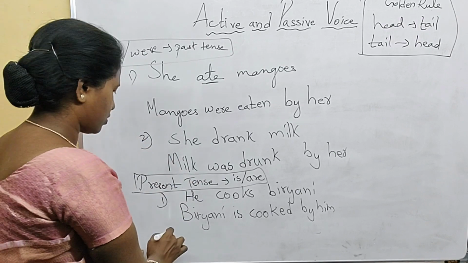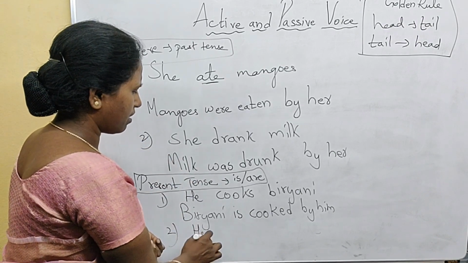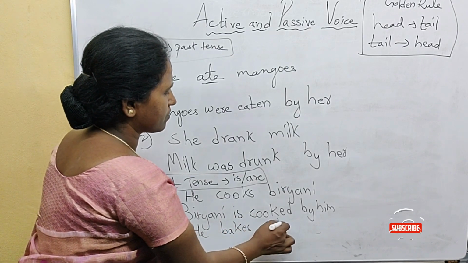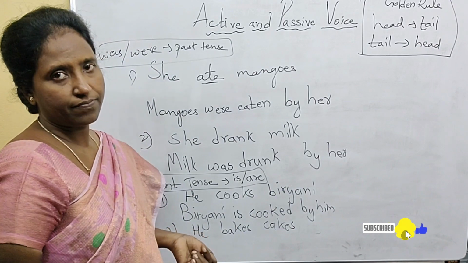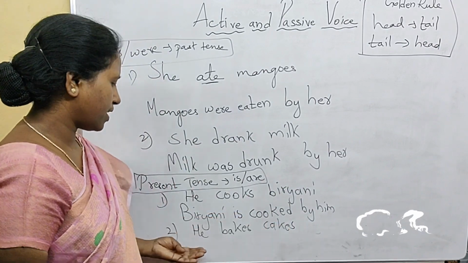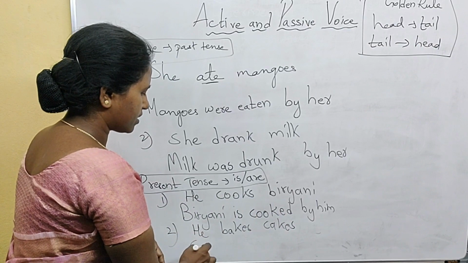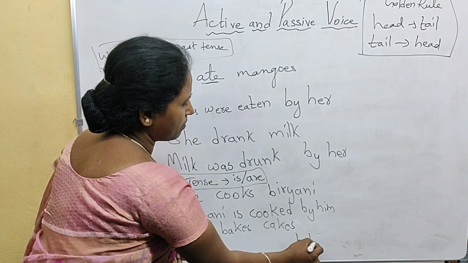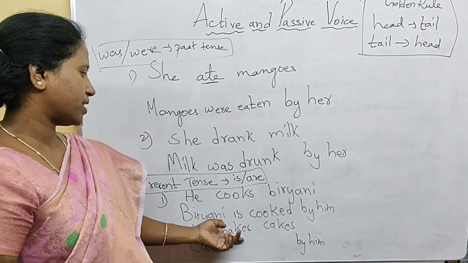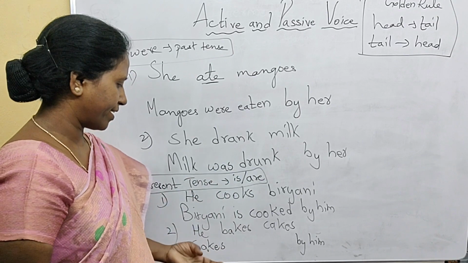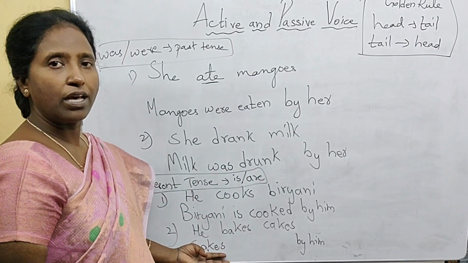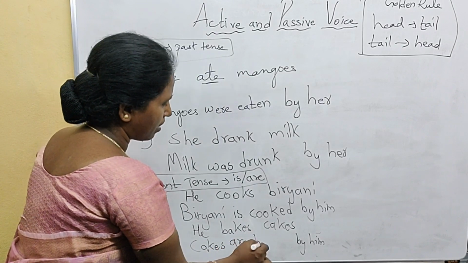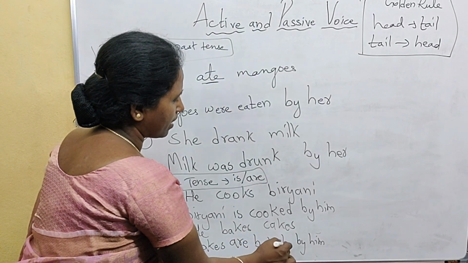Okay. Now suppose it is, he bakes cakes. He bakes cakes. First task, the tail becomes the head, and the head becomes the tail. So it is cakes by him. Now this is present tense, so your choice is either is or are. Now look whether it is singular or plural. Cakes is plural. So cakes are baked by him.